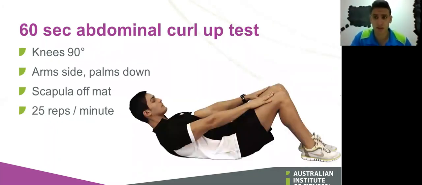Last one, sorry, this next one is our 60-second abdominal curl test. So this is just a little half crunch that we're looking at. Knees are set up at 90, arms are by their side, palms are down. You're just trying to get the shoulder blades off the mat.